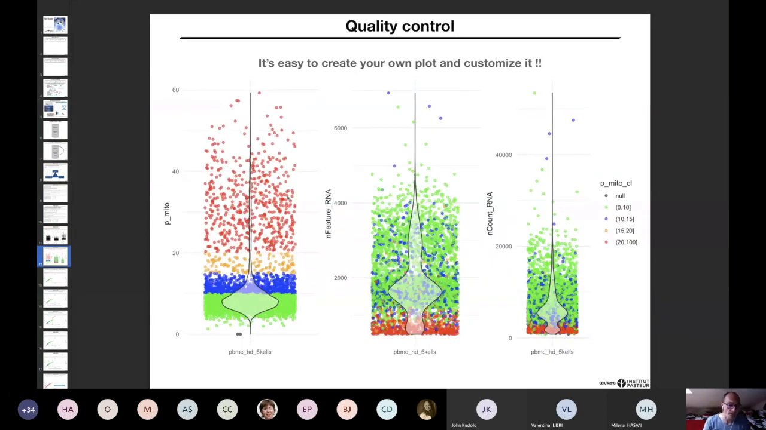And because I like colors, what I like to do also is categorize the mitochondrial gene expression in different classes that are color coded. Like that, I can clearly identify the cells that can be problematic. For instance, the cells expressing more than 20% of their genes as coming from the mitochondrial genes are in red, so you can clearly see them on this graph plotting the mitochondrial gene expression.